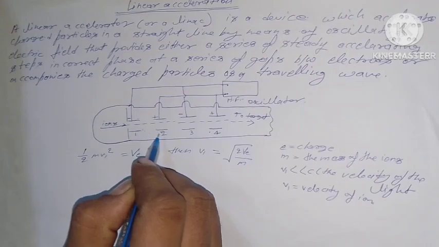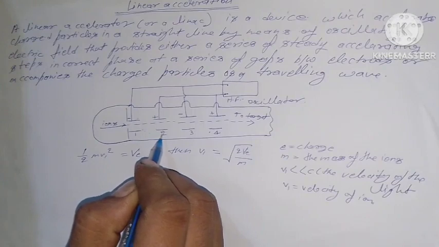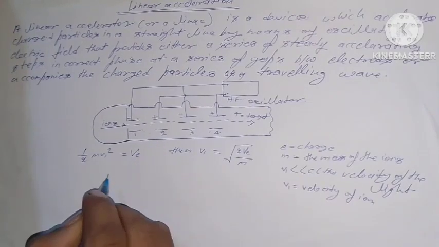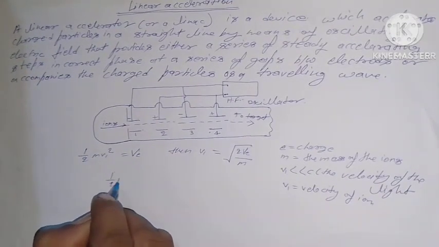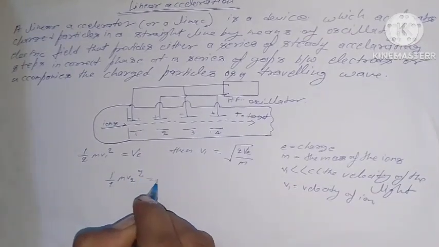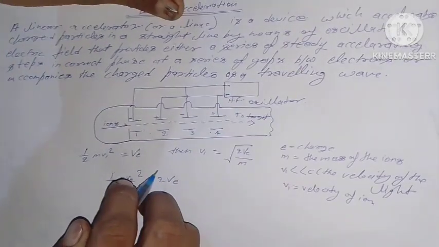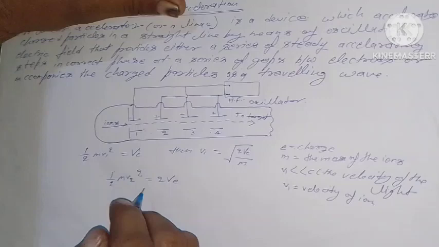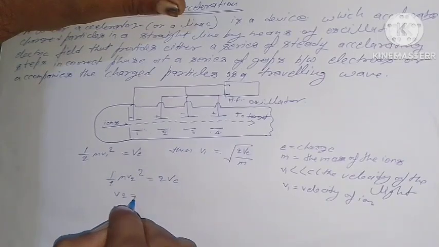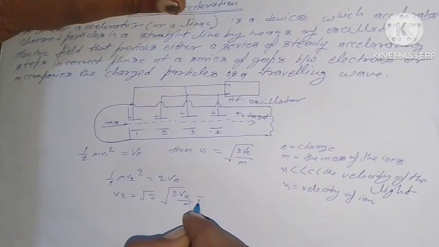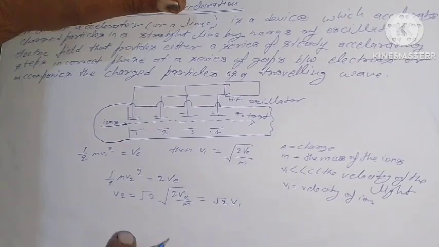The potential having changed sign, the positive ions are again accelerated in the space between tubes 1 and 2, and reaching tube 2, its velocity v2 is given by 1/2 m v2 squared = 2Ve. Then v2 = under root of 2(2Ve)/m = under root 2 v1.